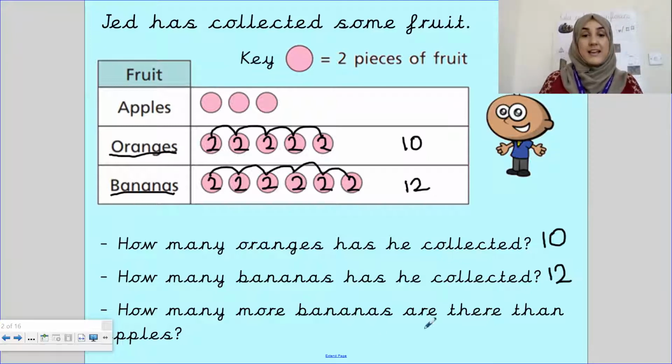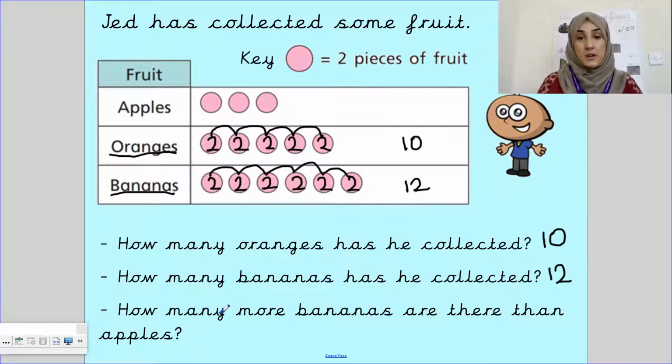Okie dokie. Next, it says, how many more bananas are there than apples? Now, we need to pay attention and we need to read the question carefully. I'll read it again. How many more bananas are there than apples? So I know, because we've counted, that there are 12 bananas. Let's find out how many apples there are.